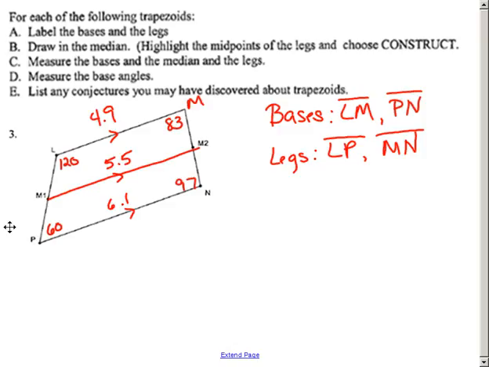Here I have a pair of supplementary angles. Angle N is 97. Angle M is 83. Again, I have another pair of supplementary angles. So I know that PN must be parallel to LM. Again, when I constructed the median, it's with my parallel line, so all 3 of these segments would be parallel to each other.